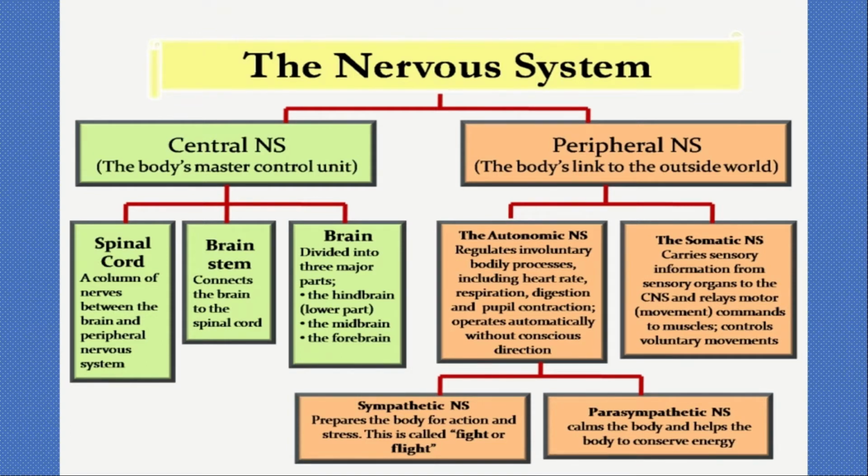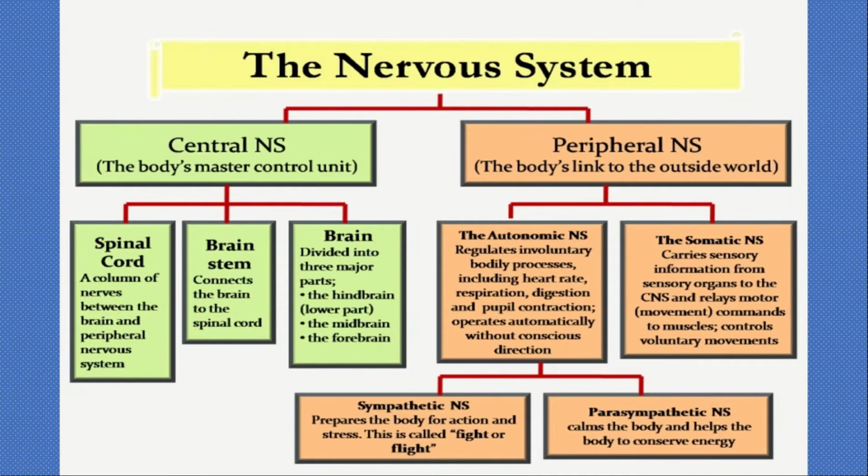The peripheral nervous system is the body's link to the outside world. If the central nervous system, that is the spinal cord and the brain, has to send information to different parts of the body, then the peripheral nervous system has to make a path for that. The peripheral nervous system has two parts, the autonomic nervous system and the somatic nervous system. So these are the two units inside the peripheral nervous system.